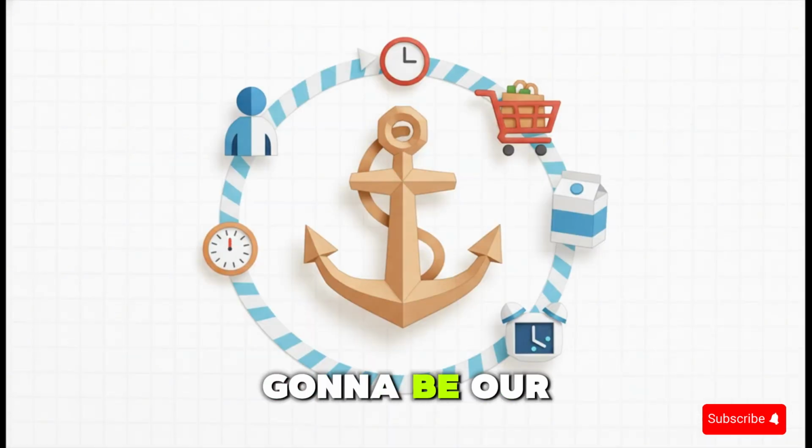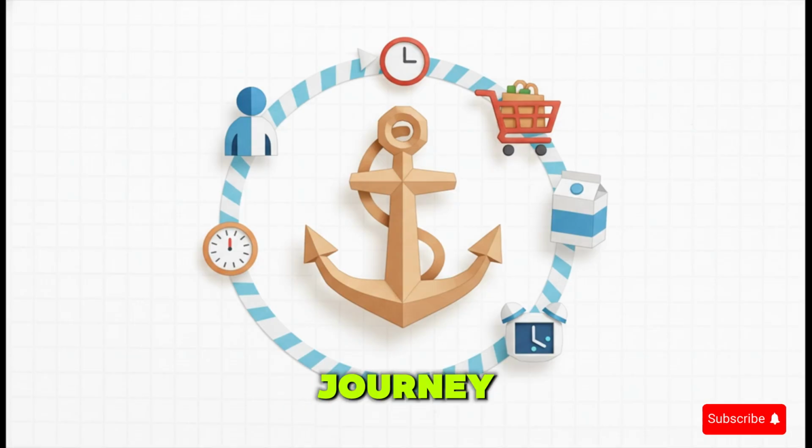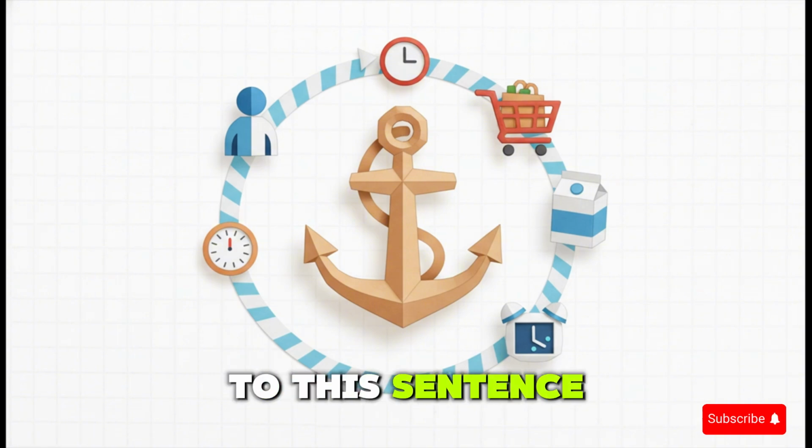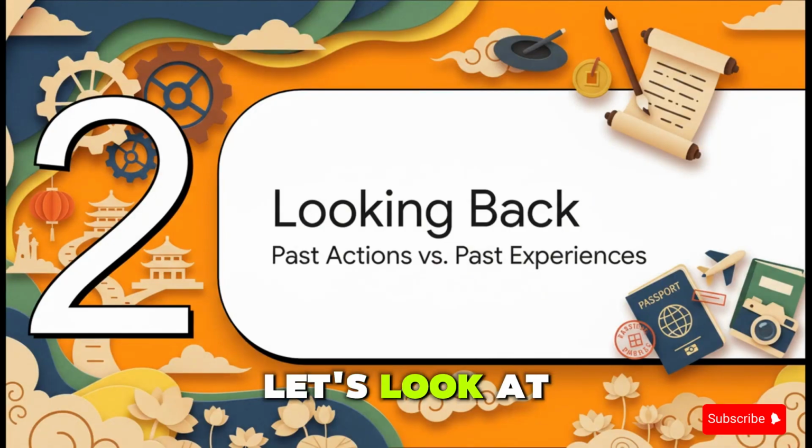And this is going to be our anchor sentence for the rest of this little journey. 我买牛奶. It just means I buy milk. Super simple, right? Okay, now let's see how we can become time travelers just by adding one little word to this sentence. All right. First up, let's look at the past.